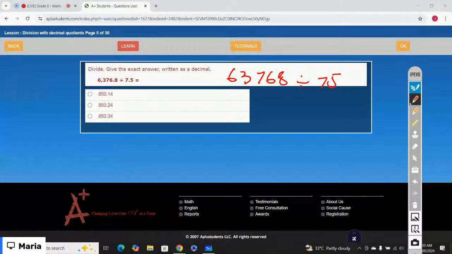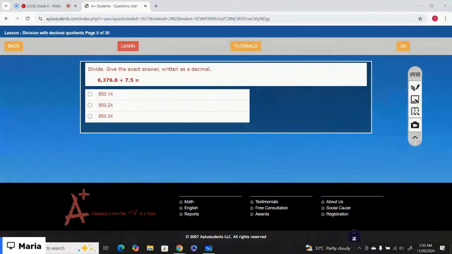The correct option is, that is, option number 2 is the correct option. 850.24 is the correct option, right? Option number 2 is the correct option. Got it, everyone?